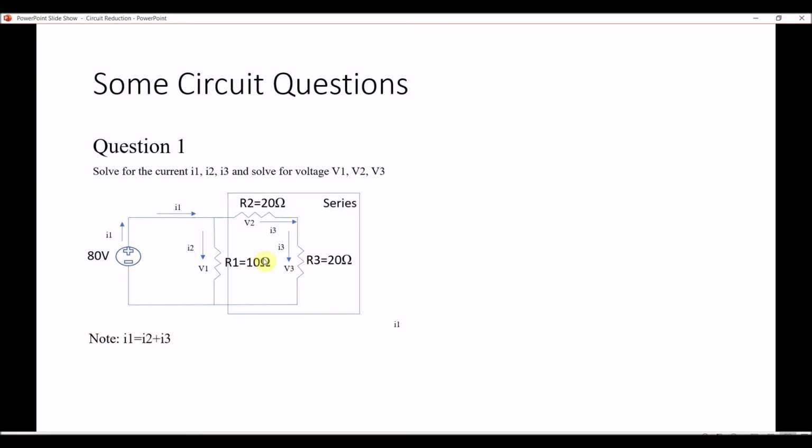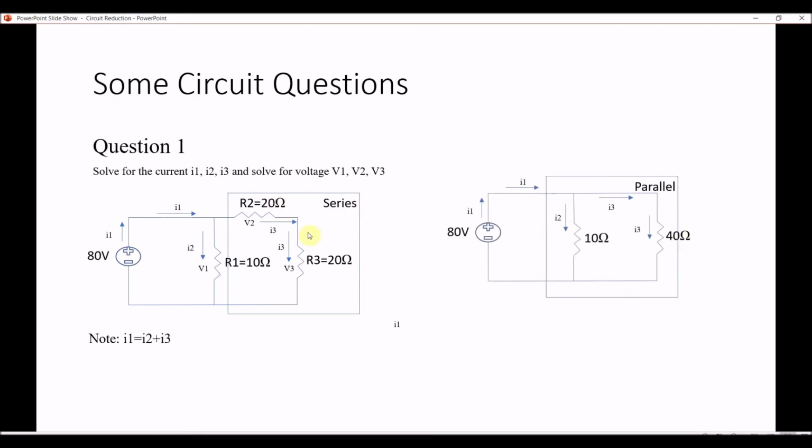Now, when we start circuit reduction, we can see that these two resistors, the 20 ohm and the 20 ohm, are in series, so we can add them. 20 plus 20 equals 40. That's where we get 40. And if we look at the circuit remaining, we have a 10 ohm and a 40 ohm in parallel. So we add those, and we get 8 ohms. So we have simplified our original circuit into this simple, nice one, an 80 volt voltage source and an 8 ohm resistor. Now we'll start solving for the values we need, I1, I2, I3, and V1, V2, V3.